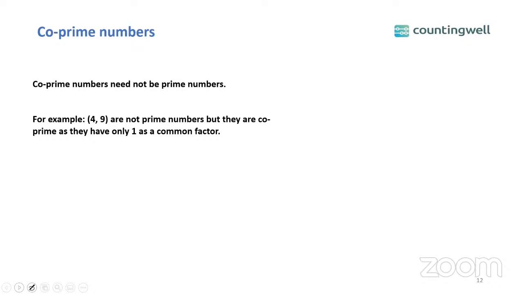Here we can see 4 and 9. Neither 4 nor 9 is a prime number, but they are co-primes because they have only 1 as a common factor. You can see that the factors of 4 are 1, 2 and 4. Factors of 9 are 1, 3 and 9. You can see there is no other common factor other than 1. That's why we see 4 and 9 are co-prime.